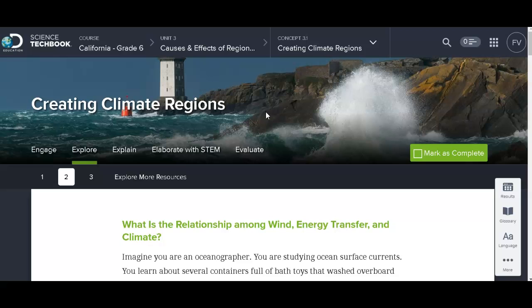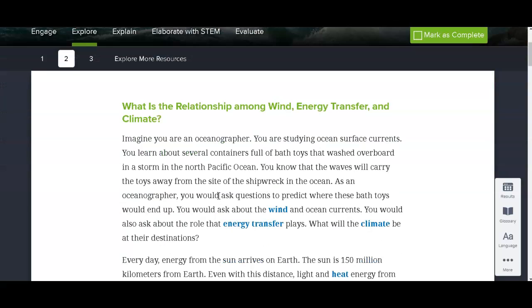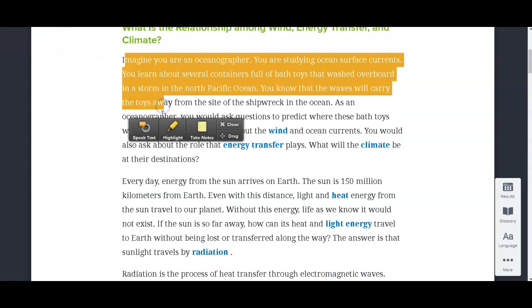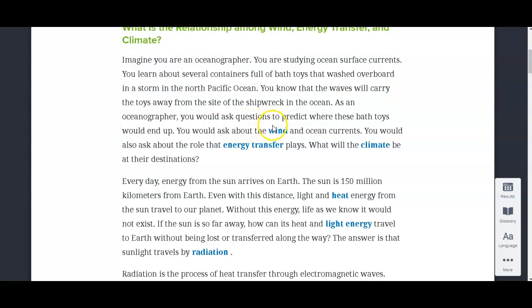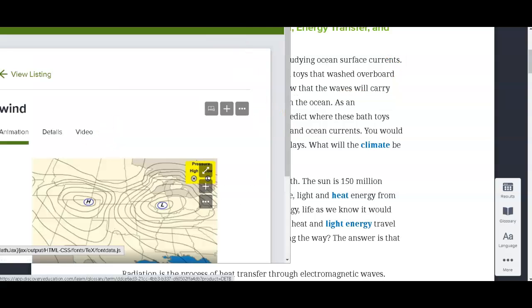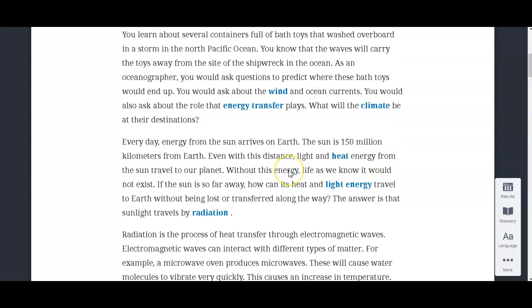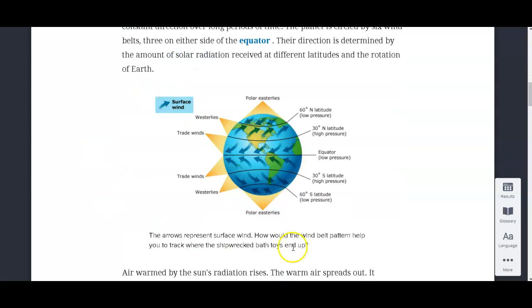So we're going to work, this is a different chapter than we've been working in. It's called Creating Climate Regions. And that's going to take you right to Explore page 2 in the Creating Climate Regions unit. So, like always, you're going to read what's in this section. Again, you can highlight it and hit speak text if you want it read to you. And these hyperlink to the glossary, so all the things highlighted in blue will hyperlink you to the science glossary. Read all of this, check out this cool picture, make sure you understand what this diagram is representing.